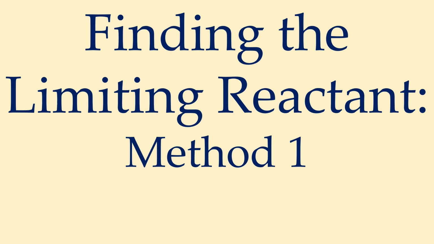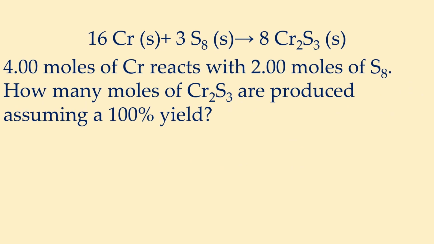This is finding the limiting reactant or reagent. There are two methods. In this video, I'll describe the first. In this problem, 4.00 moles of chromium reacts with 2.00 moles of molecular sulfur, S8. How many moles of chromium-3 sulfide are produced, assuming a 100% yield?